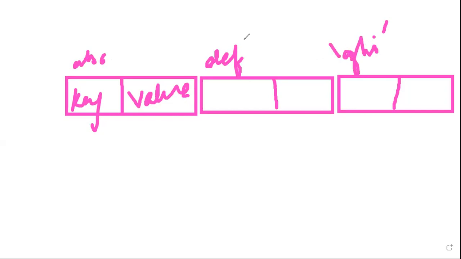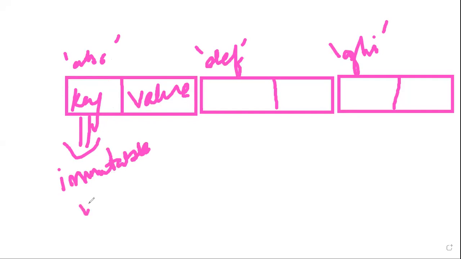The reason I have used a string over here is because the string is immutable. Whatever we enter in the key part has to be immutable. It's very important that it is immutable. So I cannot use an integer here. I cannot use a list over here. I can use a tuple because a tuple is immutable. I can use a string. So I am using strings over here.